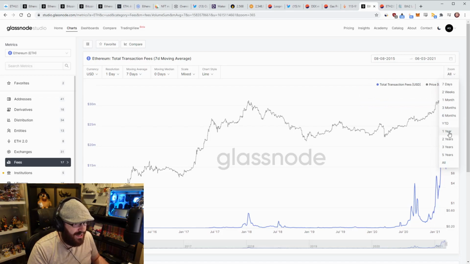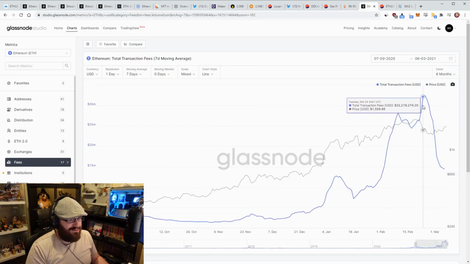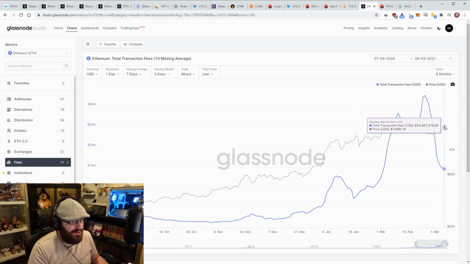I mean, if I zoom into like a year, I guess, or maybe the last 6 months would be better. Look at that, right? The fees spiked to, I think, $32 million, on, I guess, February 23rd, 24th, which was when the ETH price was coming down a lot, right? And then it's just kind of fallen off a cliff due to the market volatility going down.